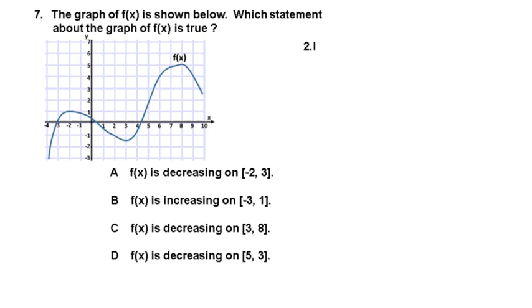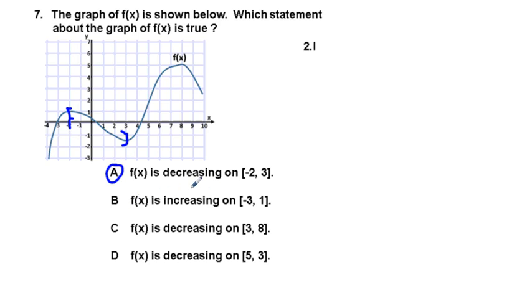7. The graph of f of x is shown below. Which statement about the graph of f of x is true? First one, f of x is decreasing on -2 to 3. So at x equals -2, we have like a maximum here, and down to x equals 3. So this one here looks like it's a correct answer, and then you can eliminate.